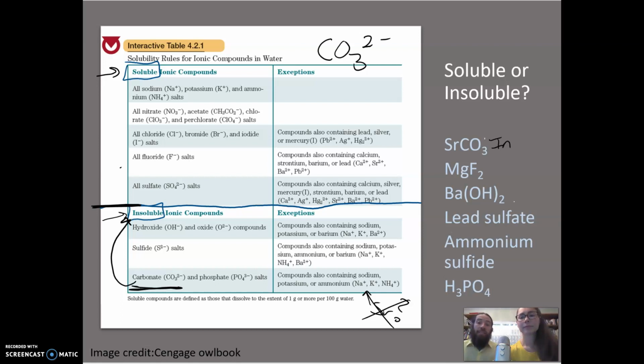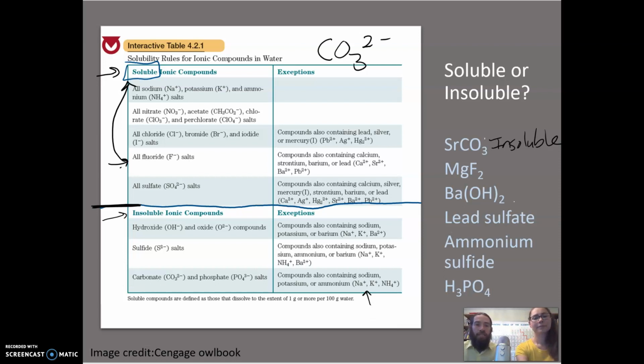Up next is the magnesium fluoride. So I'm going to go to the anion, which is the fluoride ion, and that one falls under the soluble ionic compounds. Now again, we have to look for the exceptions. So I go to the right, and the exceptions are calcium, strontium, barium, and lead. And magnesium is not one of the exceptions, so that's soluble.